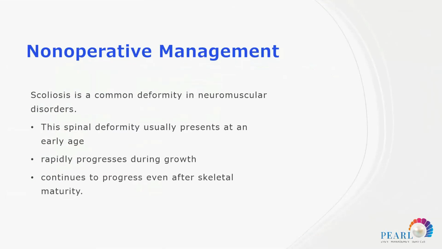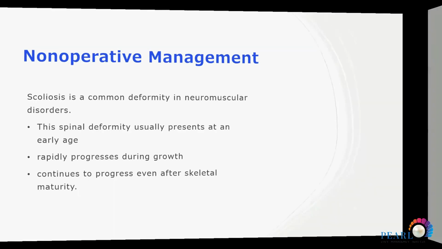Scoliosis is a very common deformity in neuromuscular disorders, and the spine deformity usually presents at a very early age and progresses rapidly during growth, and also continues to progress after skeletal maturity.